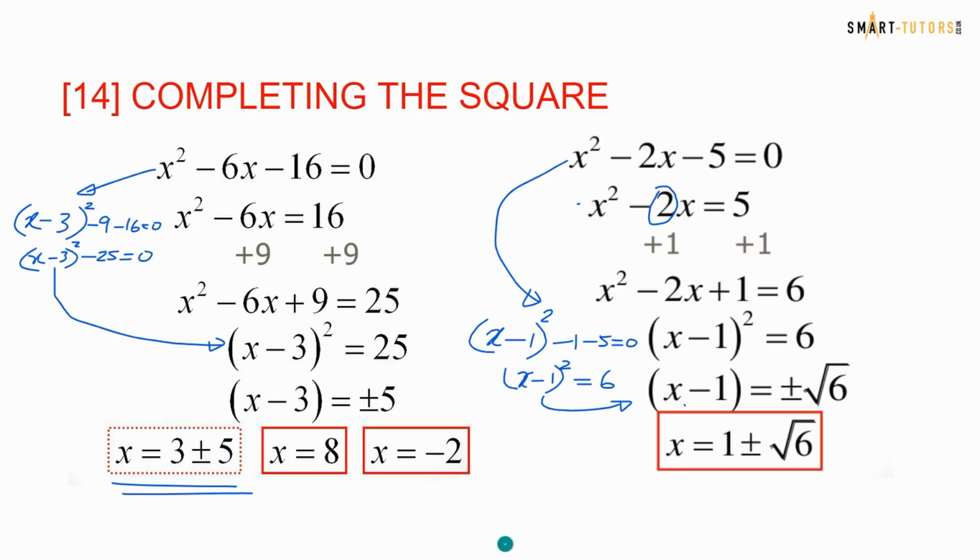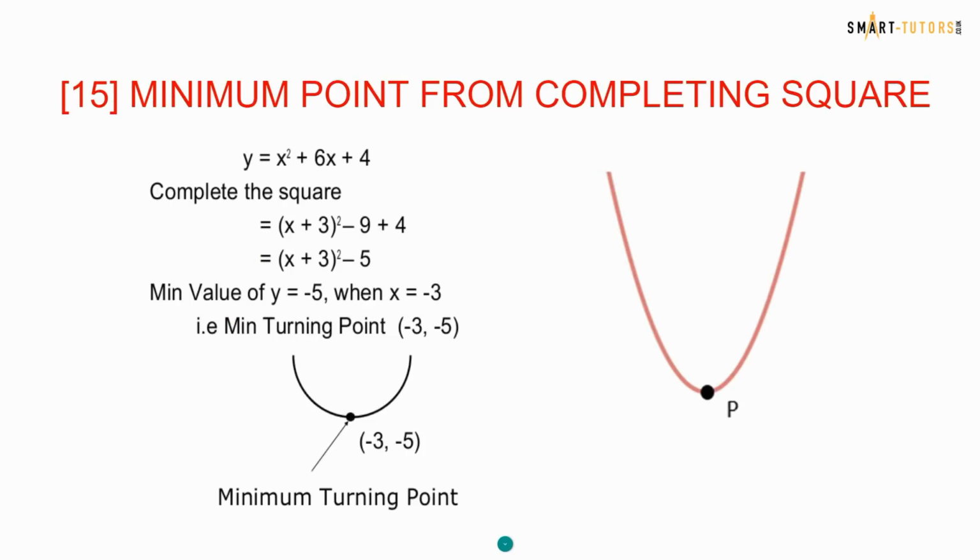Topic 15. Minimum point from completing the square. The main use of completing the square: you make the expression into this format, (x plus 3) whole thing squared minus 5. If you equate the x plus 3 to 0, you get x equals minus 3. That is the x coordinate of the minimum point, minus 3, comma, whatever is hanging here. The minus 5 is going to be the y coordinate.